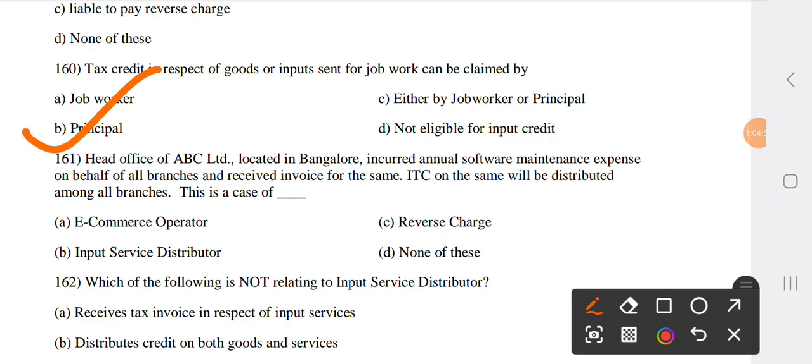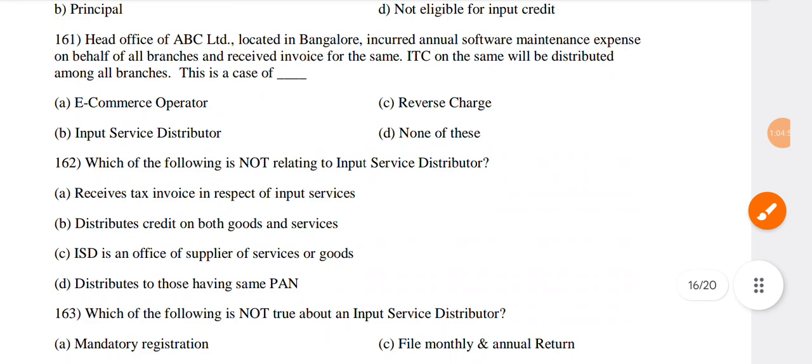Next question. Head office of ABC Limited, located in Bangalore, incurred annual software maintenance expenses on behalf of all branches and received invoice for the same. ITC on the same will be distributed among all branches. This is the case of dash. Option A, e-commerce operator, B, input service distributor, C, reverse charge, and D, none of this. The correct option is B.